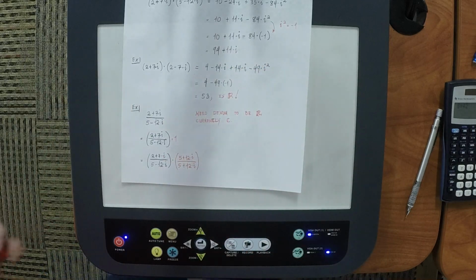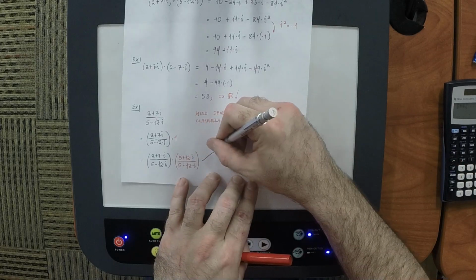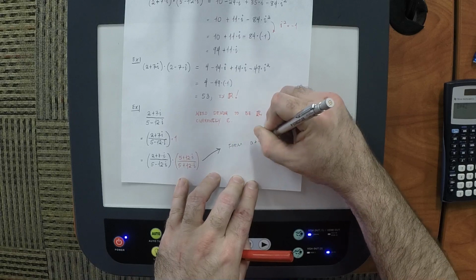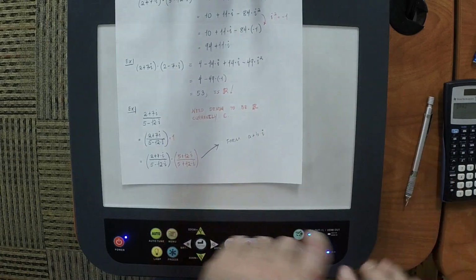And then if you carry out all this arithmetic, then you can get it to be in the form a plus bi. We'll talk more about that next time. We've got to do the quiz. Okay.